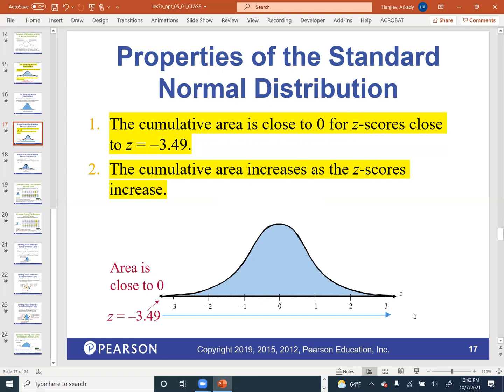I got 2 more properties here. Almost done with the properties, then we'll do some calculations together here. Got about 2 more people, 3 more people still writing it out. Go for it.